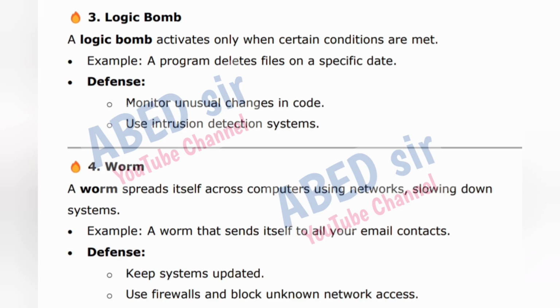4. Worm. A worm spreads itself across computers using networks, slowing down systems. Example, a worm that sends itself to all your email contacts. Defense. Keep systems updated. Use firewalls and block unknown network access.